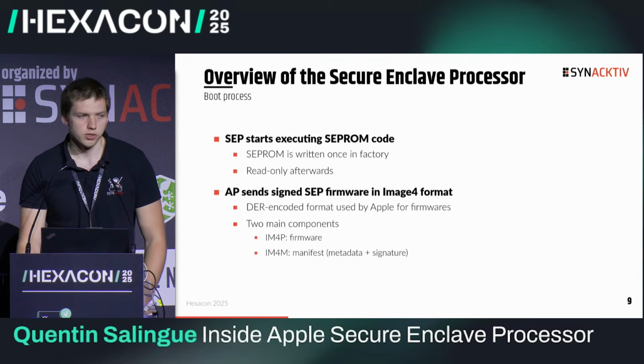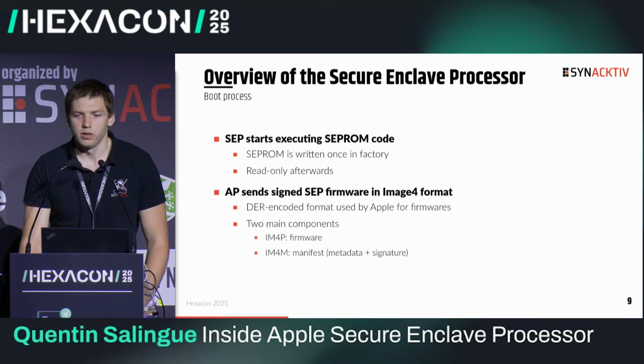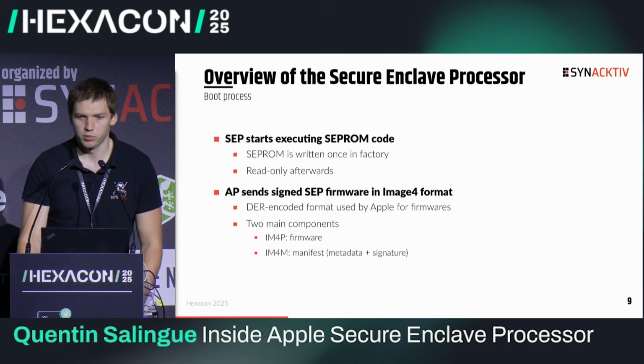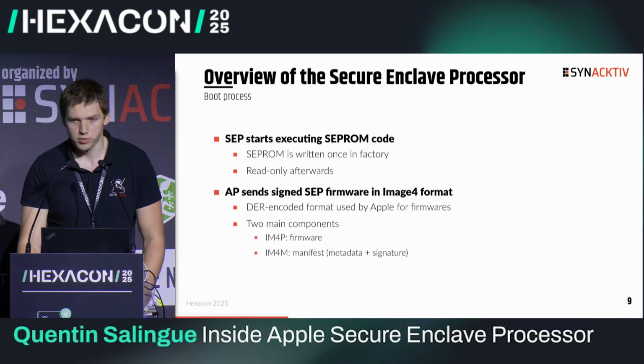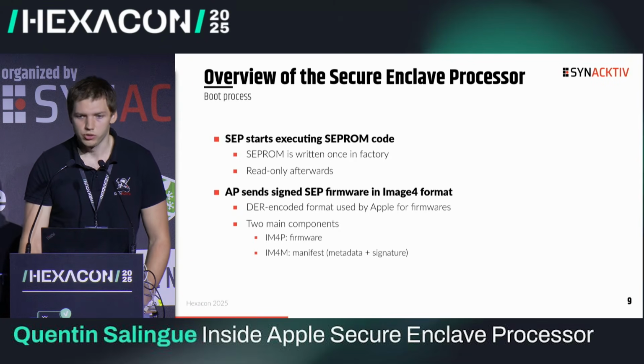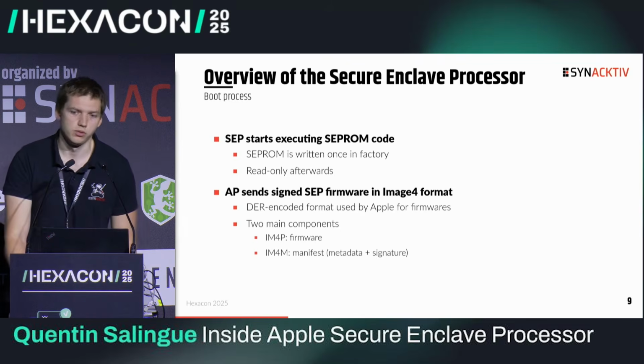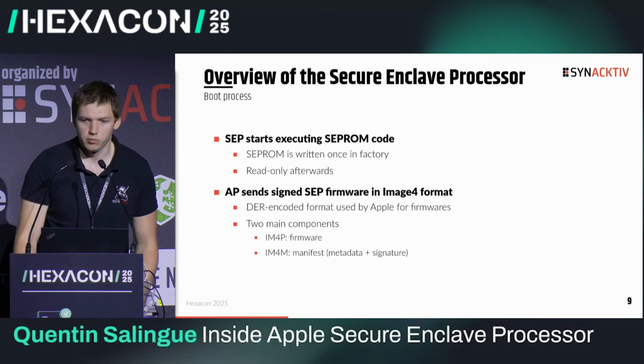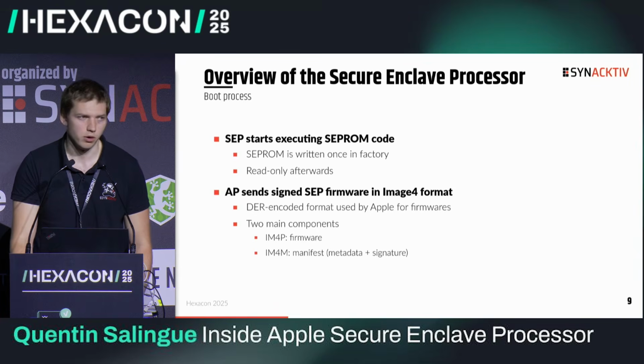Then the application processor will send the SEP a firmware in an Image4 format. The Image4 format is Apple's proprietary update format for the firmwares. It's just a DER encoded blob with two main components: the IM4P, so the payload, which will be our firmware, and also the IM4M manifest, which is metadata and signature for the firmware.